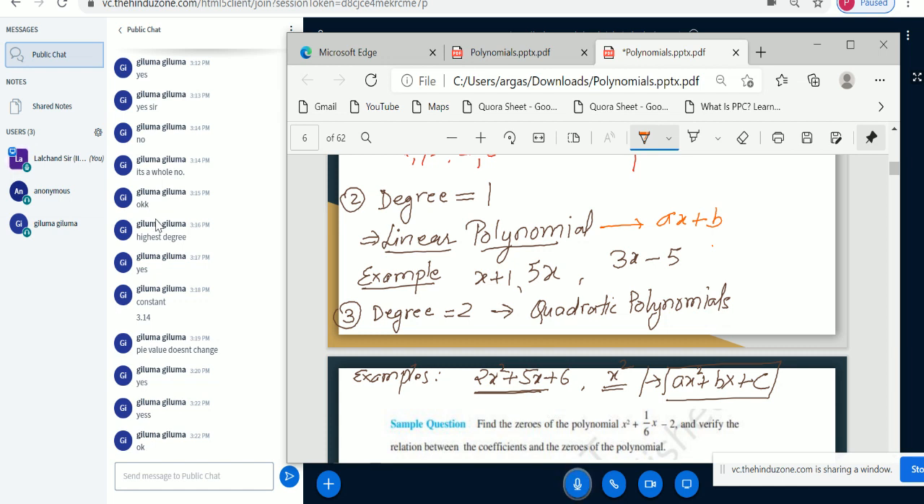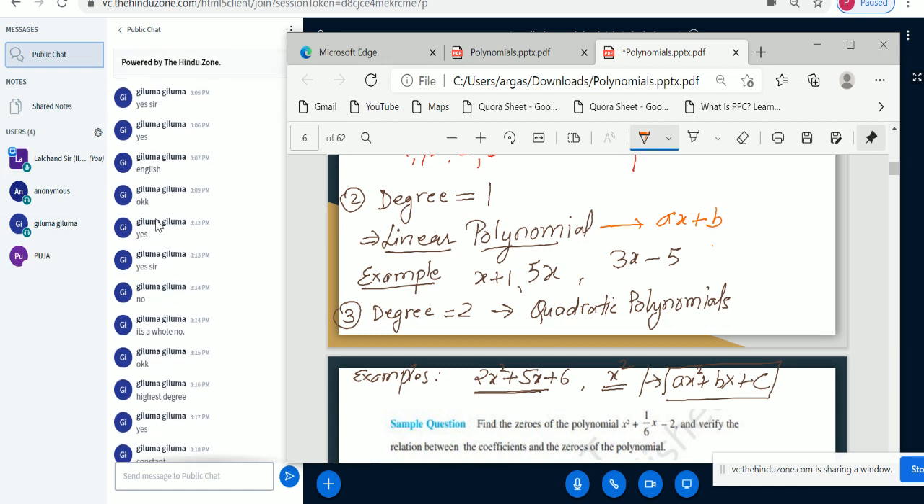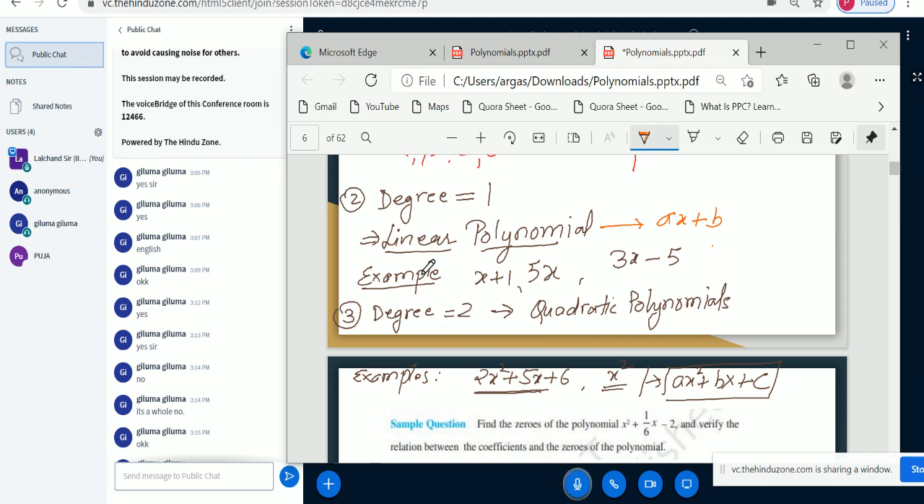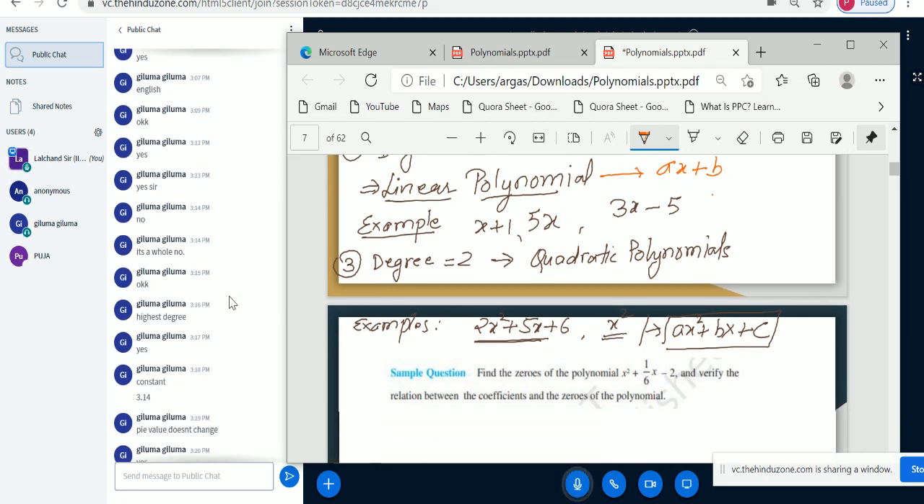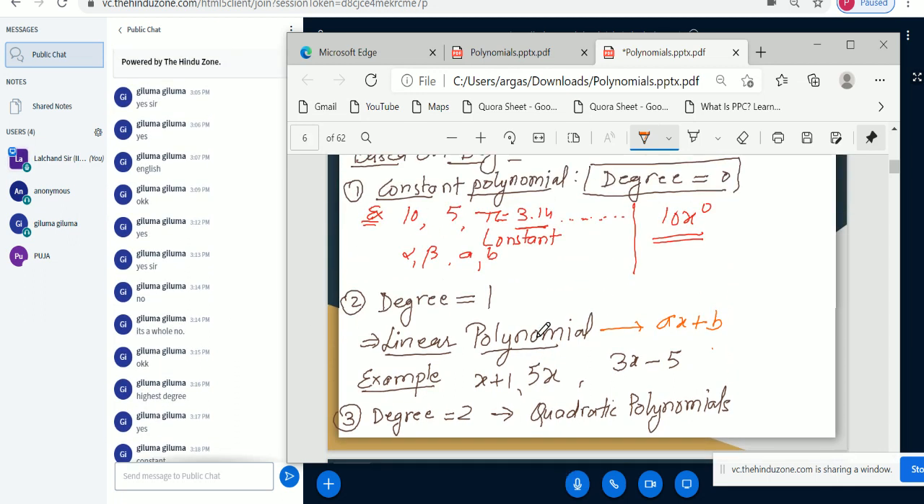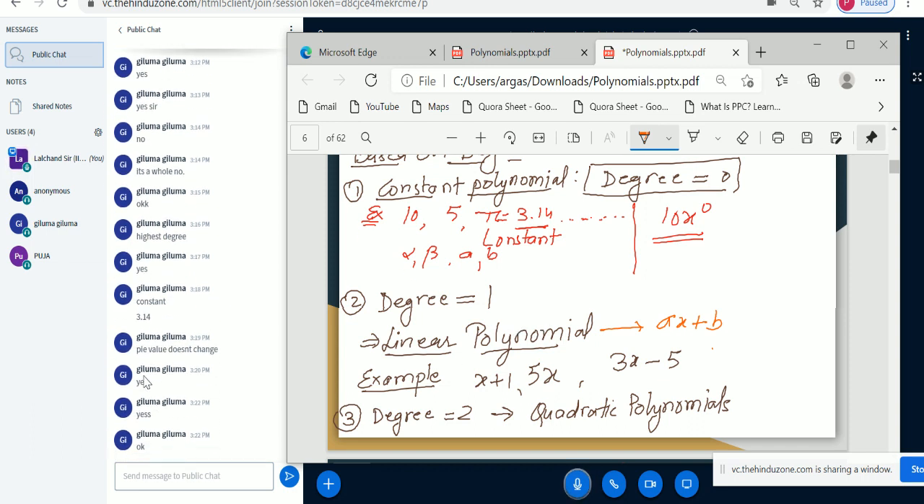Okay, what do you mean by zero of a polynomial? Next thing is zero of a polynomial. What do you mean by zero of a polynomial?